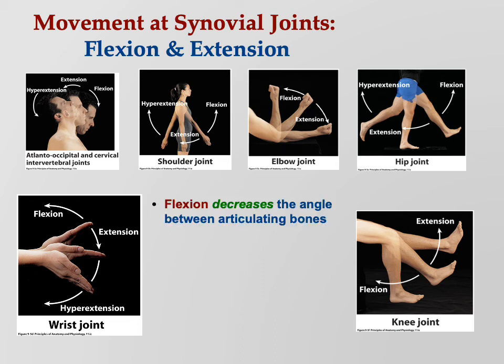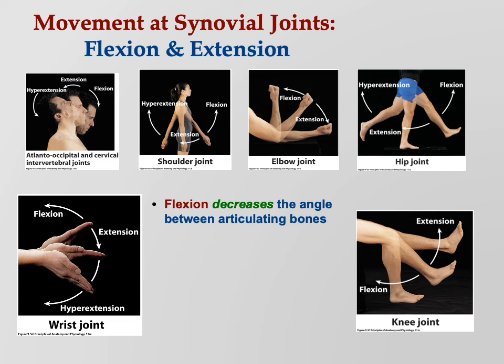First of all, flexion decreases the angle between articulating bones. So remember the nightmare of 10th grade geometry? Remember you had a right angle, you had acute angles, you had obtuse angles. So basically what happens is, if the angle becomes more and more acute, that's called flexion. We decrease the angle between articulating bones. So look at the elbow joint. You can see there flexion of the elbow.